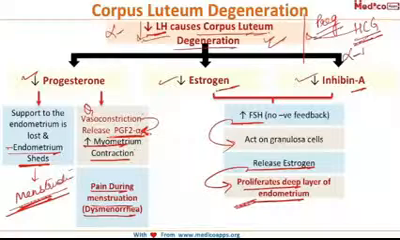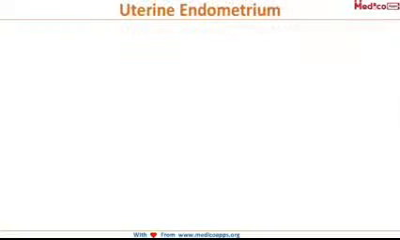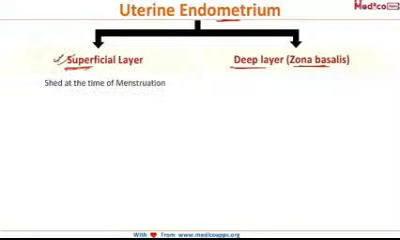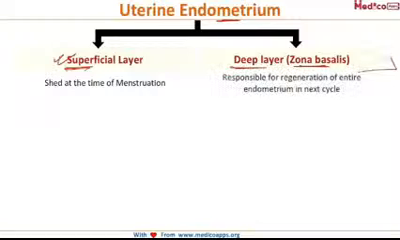Now, along with this ovarian cycle, I told you that the endometrial cycle continues. So, let us see the endometrial cycle separately. Now, before moving on to the endometrial cycle, I'll just remind you that this endometrium contains the superficial layer and a deep layer, the zona basalis. And during menses, it is only the superficial layer that is shed. The deep layer of the endometrium remains as such, and the regeneration of endometrium occurs from this deep layer of the endometrium.